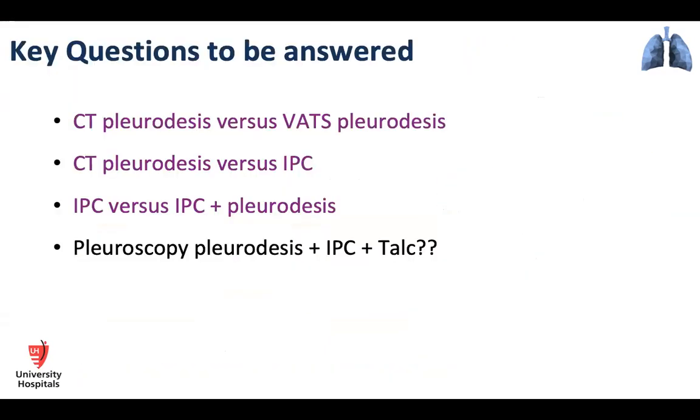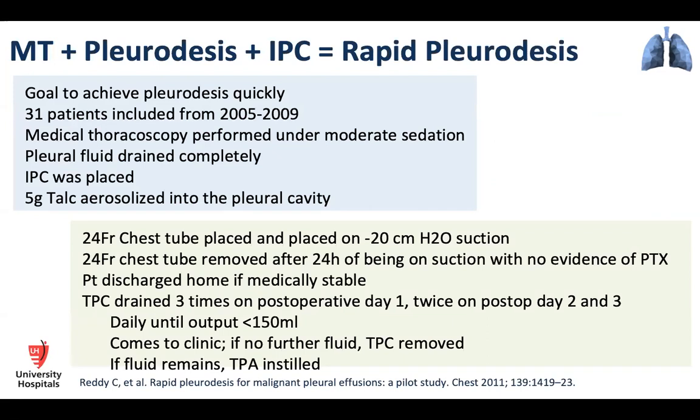And the last one is what we call the rapid pleurodesis protocol. This was a study done at BI where patients were admitted for medical thoracoscopy. The pleural fluid was evacuated, and under moderate sedation, 5 grams of talc was aerosolized into the pleural cavity, and an IPC was placed at the end of the procedure. So the patient has a 24-French chest tube and an indwelling pleural catheter placed at the time of pleuroscopy, and they come out with 2 tubes.